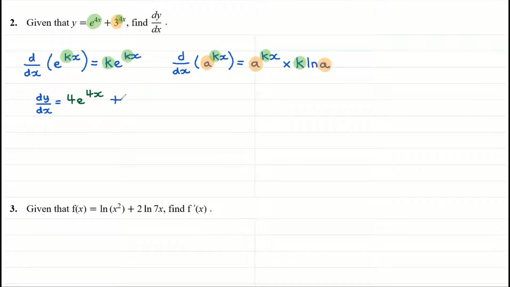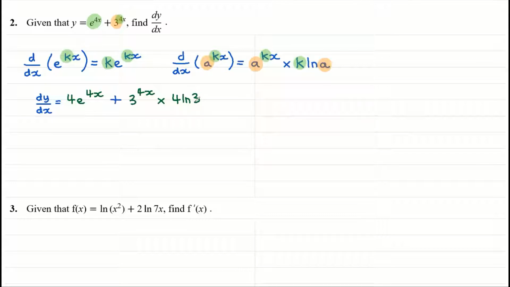So that's going to be the derivative. So that's going to be 3 to the 4x again. We get that back, which is nice. Okay, but this time it's going to be multiplied by k log a. So in other words, 4 log 3. Okay, 4 log 3 is a number. All right, nothing to worry about, and that's the gradient function completed.